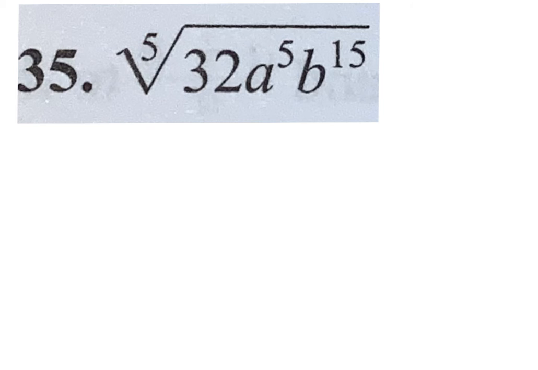My index here is 5. So I am now looking for something that groups 5 times. All right, if you do not know the 5th root of 32, you can use your factor tree.